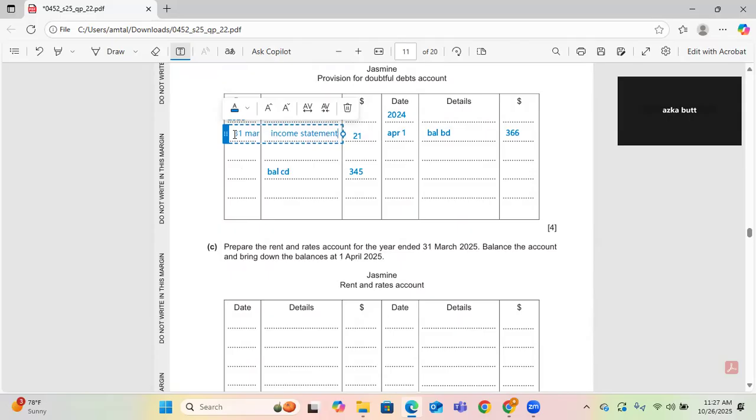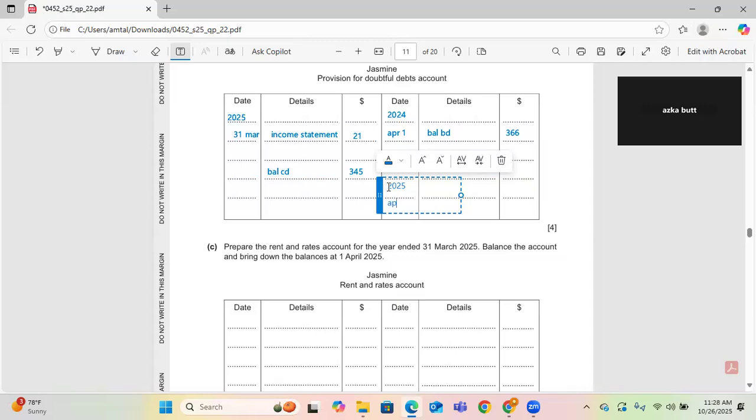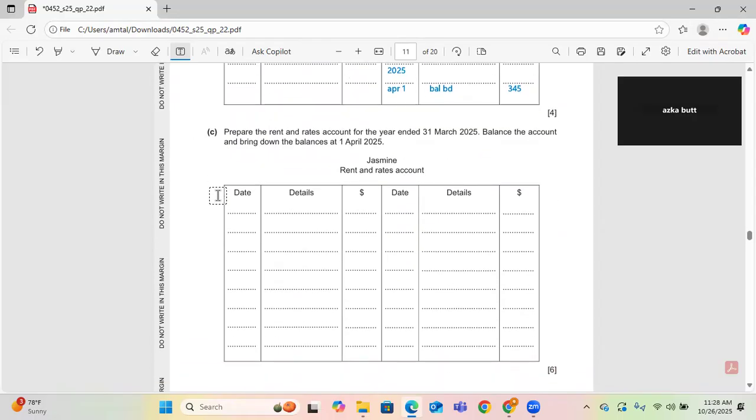Okay. And this will become the opening balance. The next year will be 2025, April 1st. And that is the opening balance, which is 345. Okay, done. Let's see the next one.